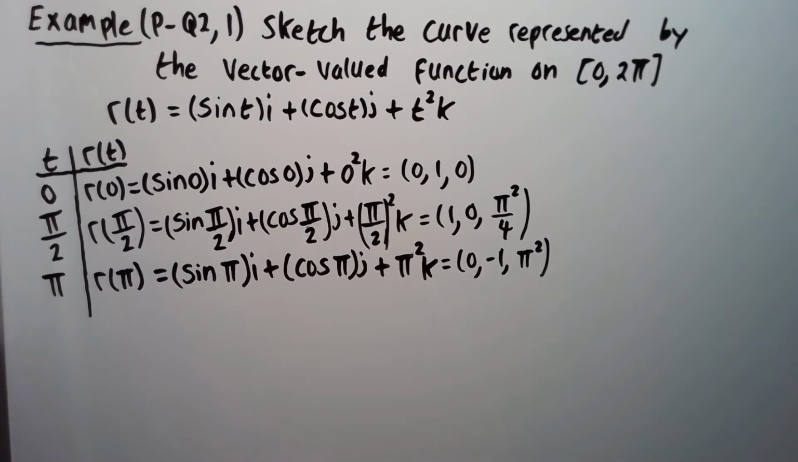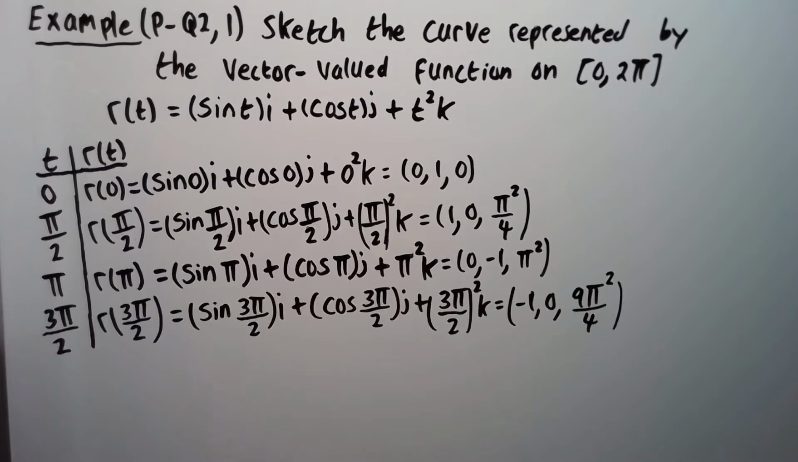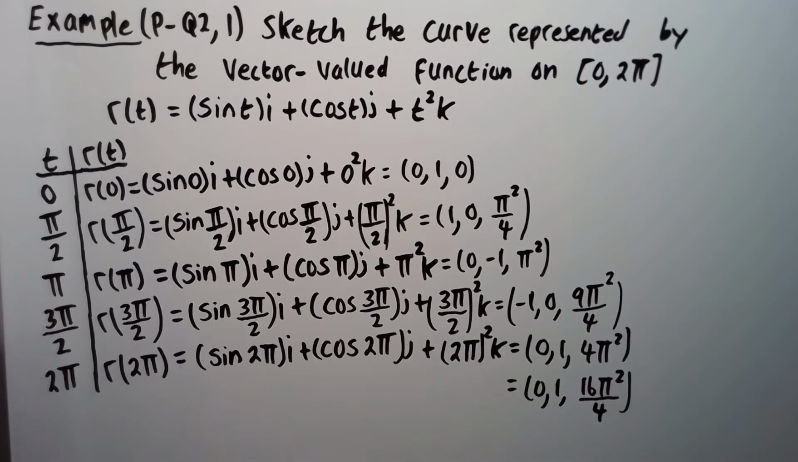Okay, let's go on now to 3 pi over 2 next. I'll put 3 pi over 2 in now, so it'll be sine of 3 pi over 2, which is minus 1, cosine of 3 pi over 2, which is 0, and squaring 3 pi over 2, you'd have 9 pi squared over 4. Okay, and our last one, let's stick in 2 pi. Lastly, sticking 2 pi in, sine 2 pi is 0, cosine 2 pi is 1, and squaring 2 pi would be 4 pi squared. I'm writing that over 4, so multiplying top and bottom by 4, it'll be 16 pi squared over 4. Okay, so we got some points now.